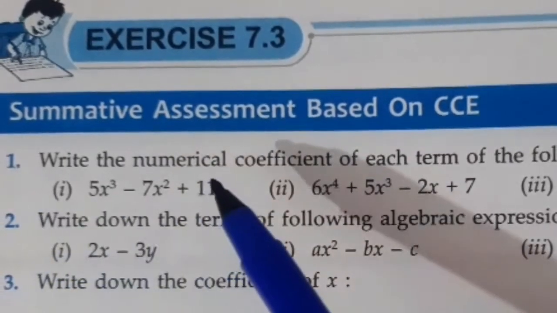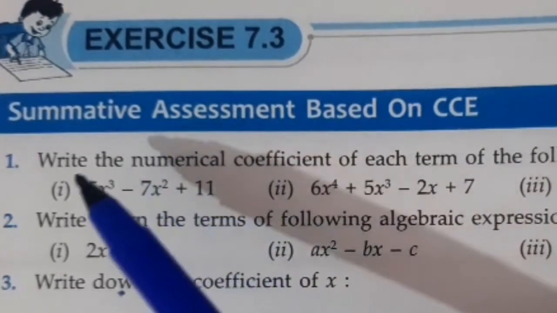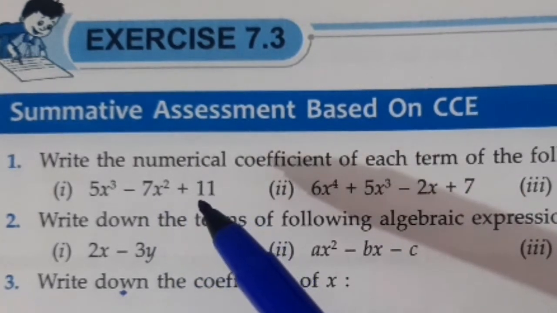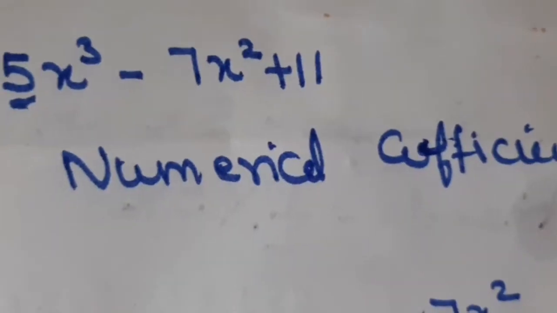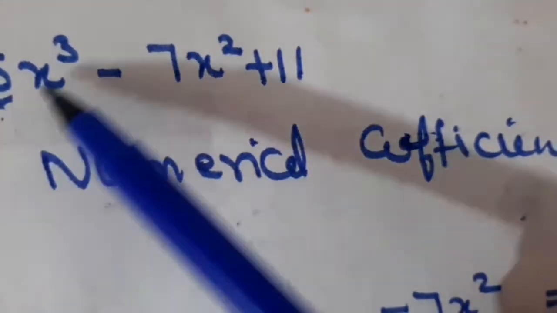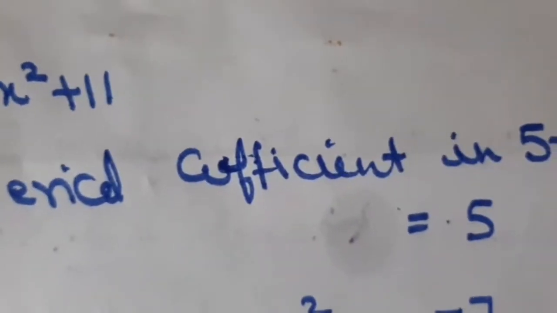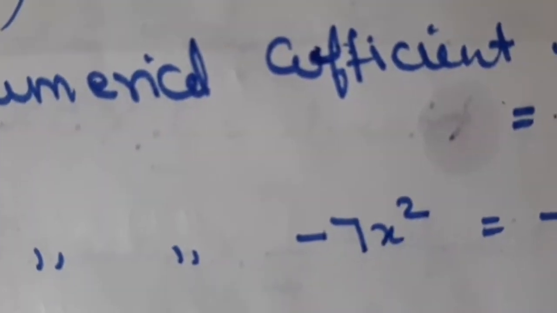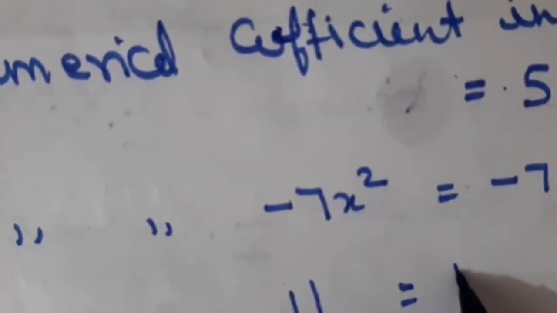Question number 1. Write the numerical coefficient of each term of the following. Here you can see the algebraic expression 5x cube minus 7x square plus 11. Numerical coefficient means the numbers. First consider the term 5x cube. The numerical coefficient in 5x cube is 5. Similarly, the numerical coefficient of minus 7x square is minus 7. And the numerical coefficient in 11 is 11.